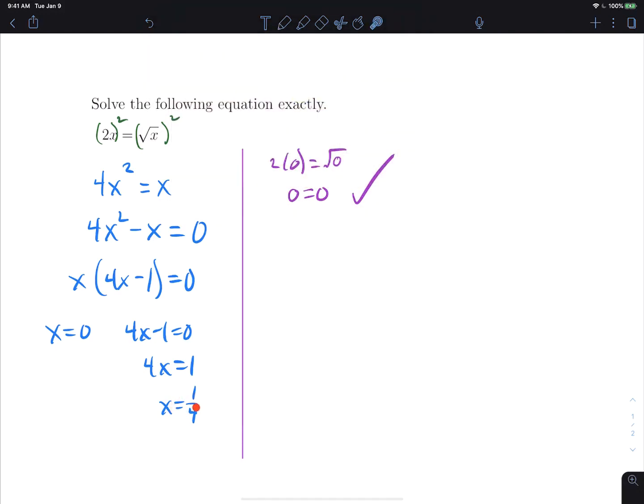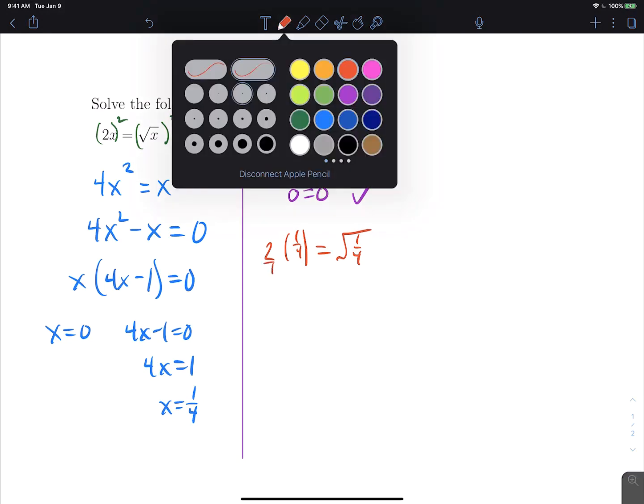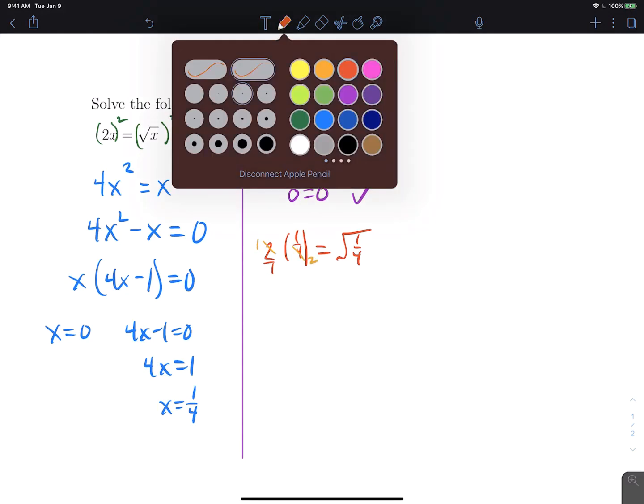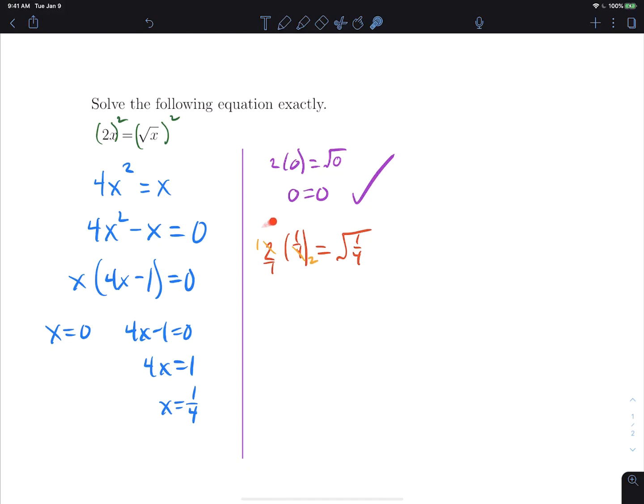Next, let's look at 1/4. Plugging in 1/4 into both of those gives me 2 times 1/4 equals the square root of 1/4. Now notice that 2 times a fourth is 2 over 1 times 1 over 4. There's a common factor of 2, making that 1 and 2. So I just multiply straight across as 1 times 1 is 1, 1 times 2 is 2. So that gives me 1/2 for the left-hand side.